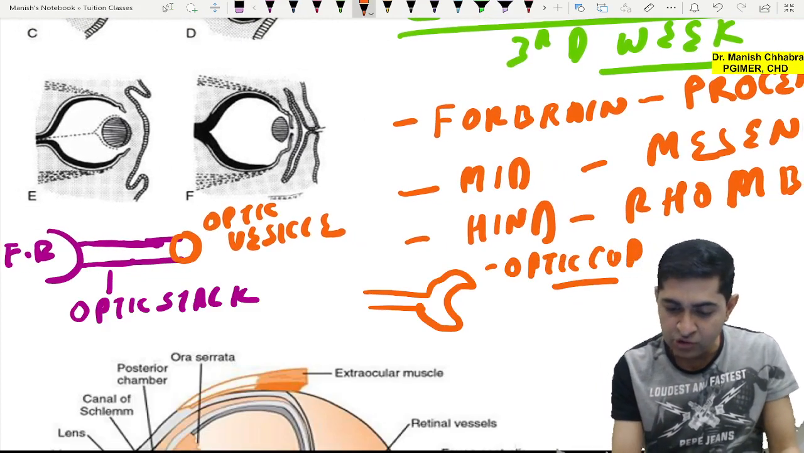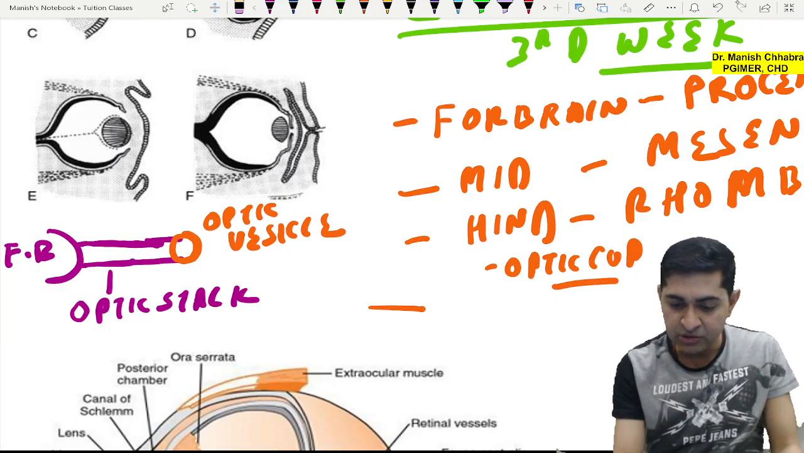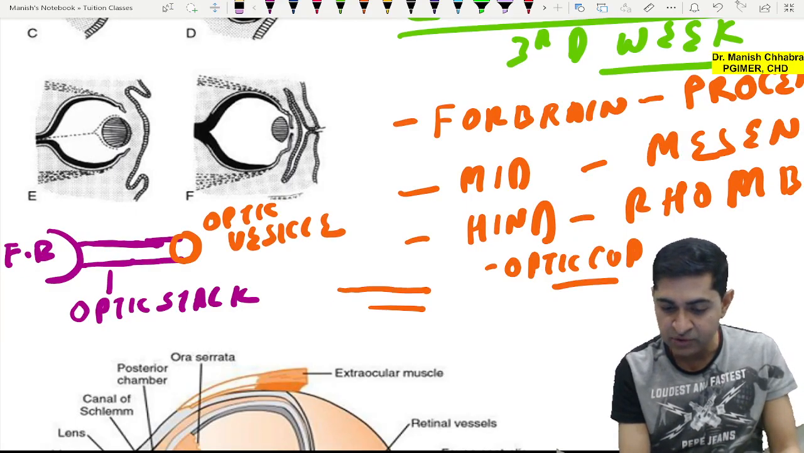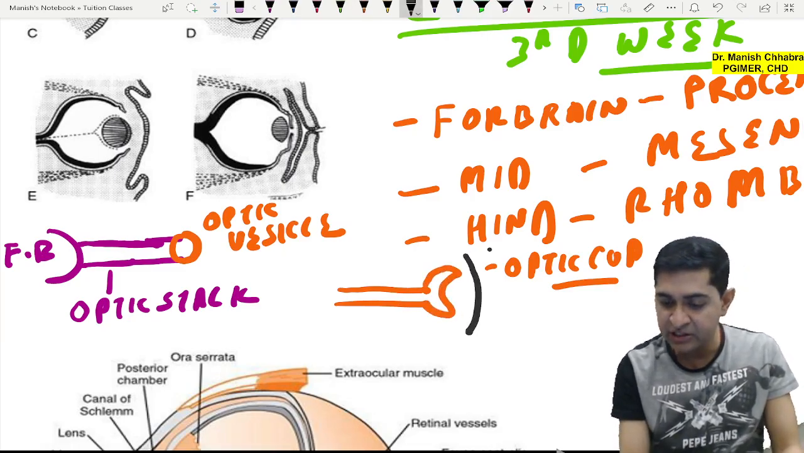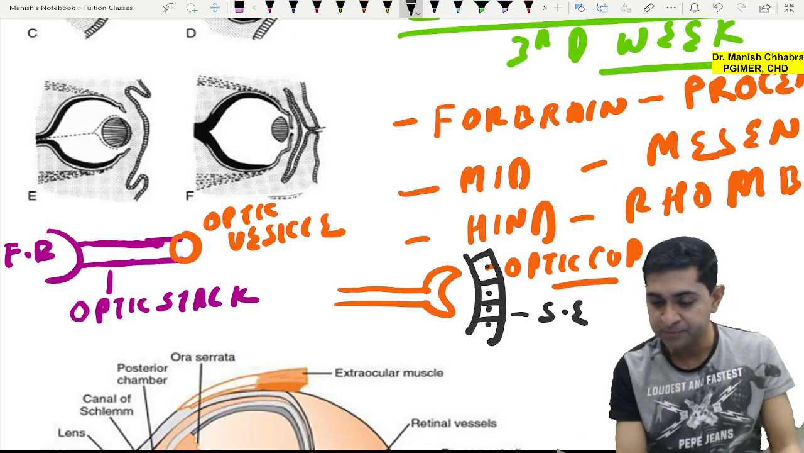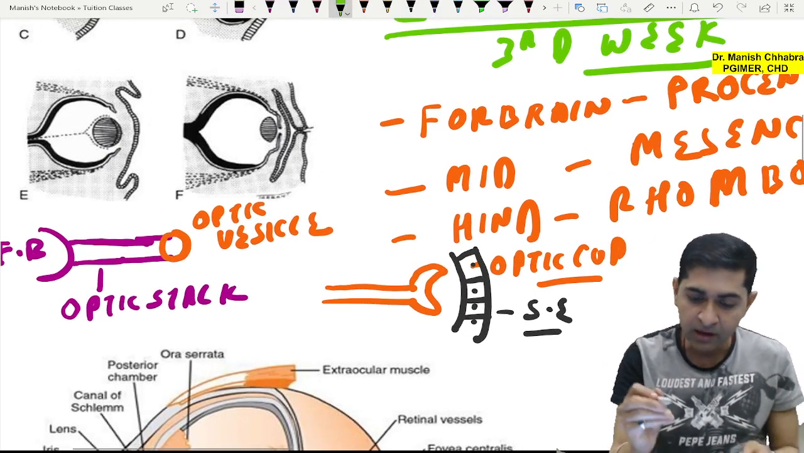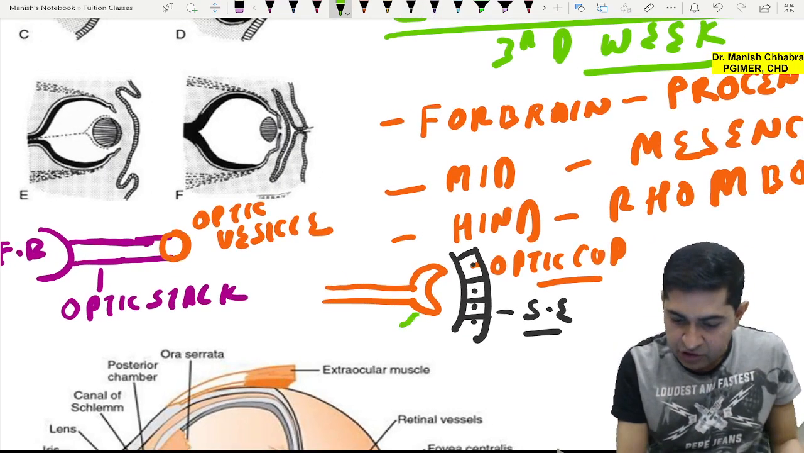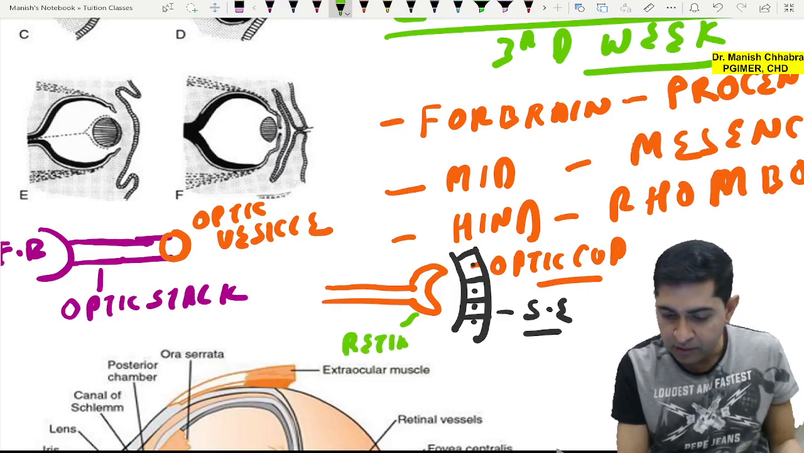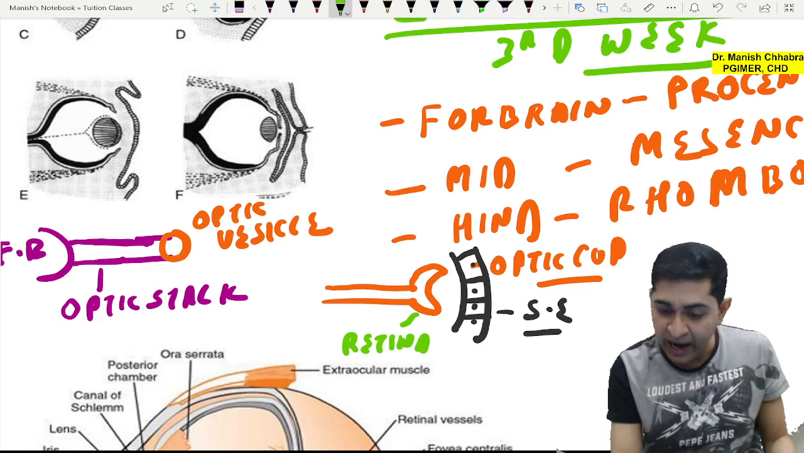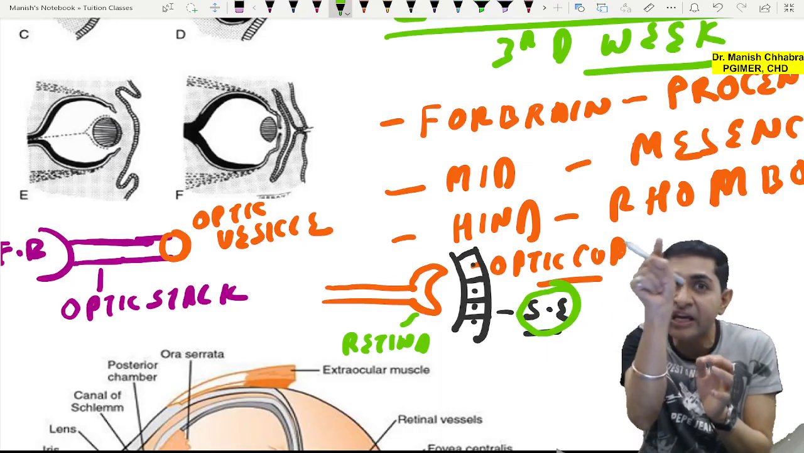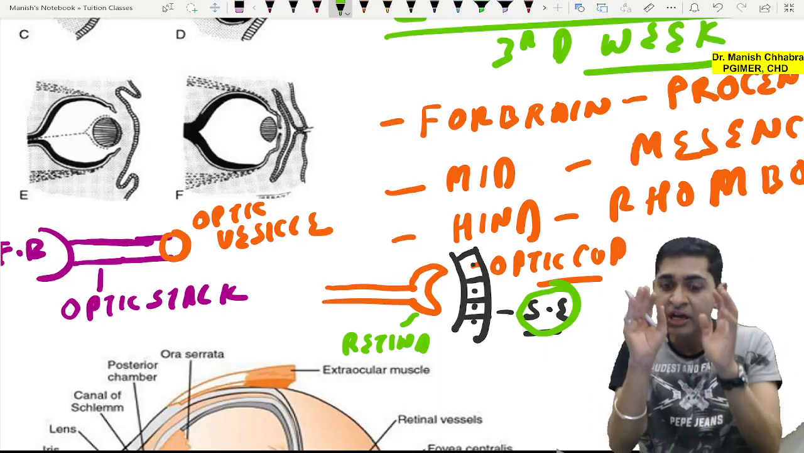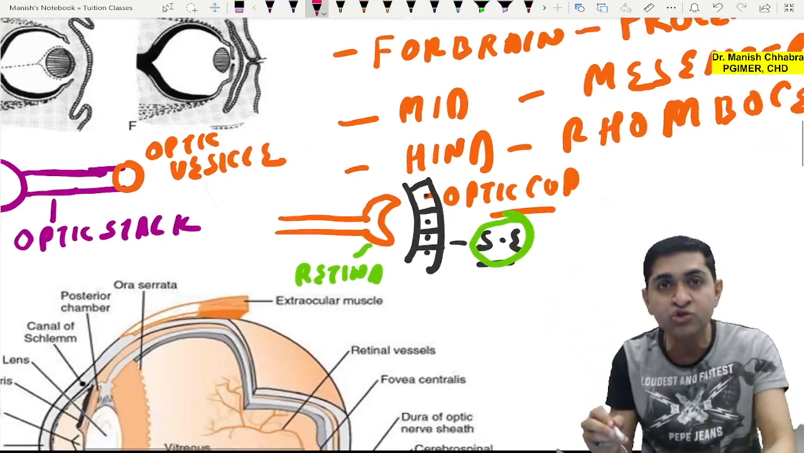So I am going to make it here. This is your surface ectoderm. This is your optic cup, and this layer which is anterior is your surface ectoderm. Now this optic cup is going to form the retina, and this surface ectoderm is going to invaginate into a single cellular round structure which is going to form your lens. Let me just draw it for you.